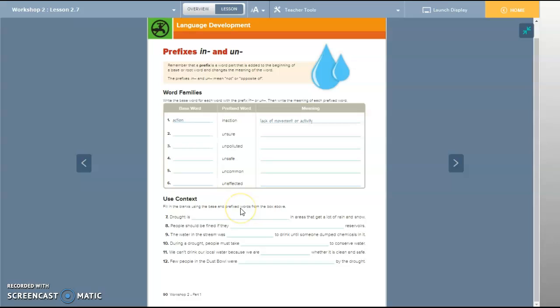Okay, let's take another one. Let's look at number 10. I'm just going to kind of help you with a couple. During a drought, people must take blank to conserve water. They must take, during a drought, people must take action. So you can use the base and prefixed words. During a drought, people must take action to conserve water.